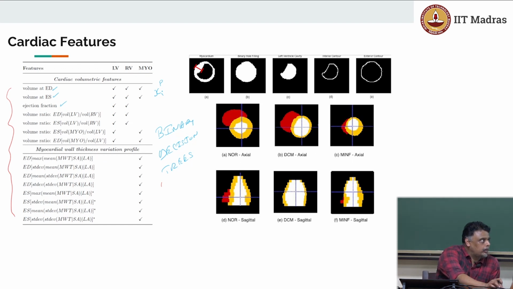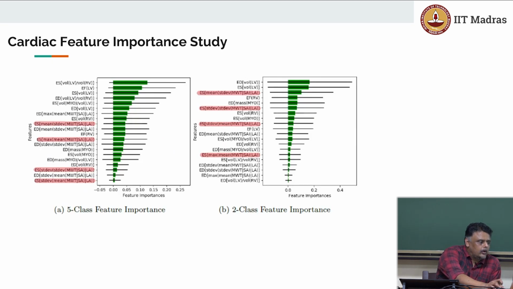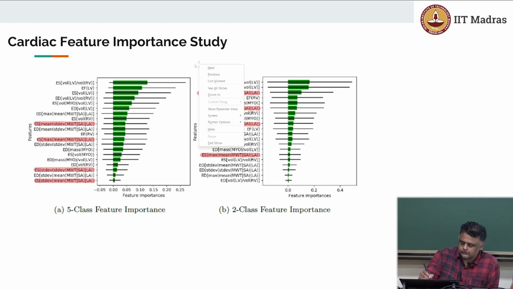We will come back to this at a later point. The binary decision tree as an algorithm lets you know which feature contributed to the decision the most. This plot that you look at here, I call this interpretability.